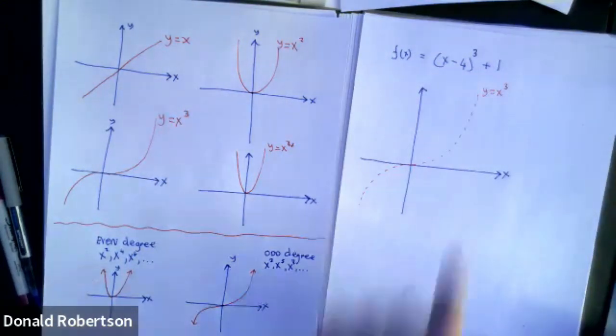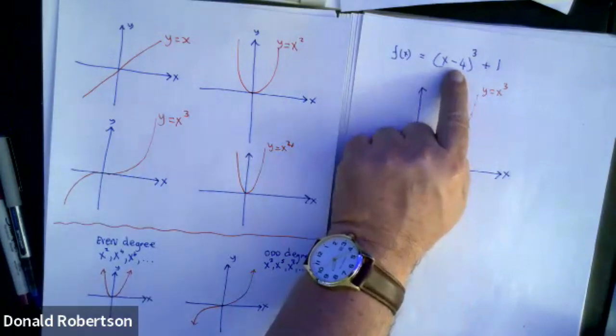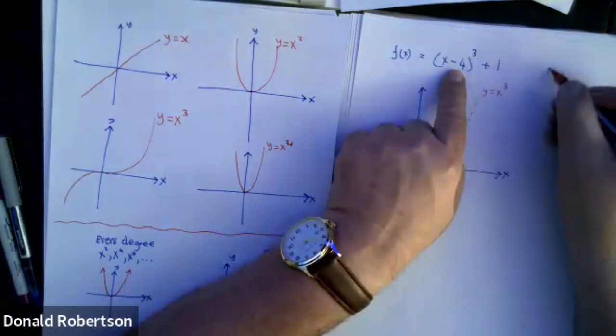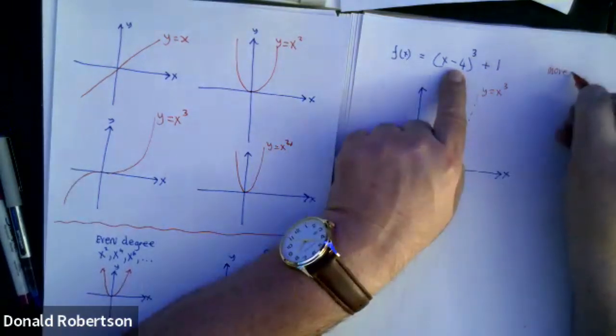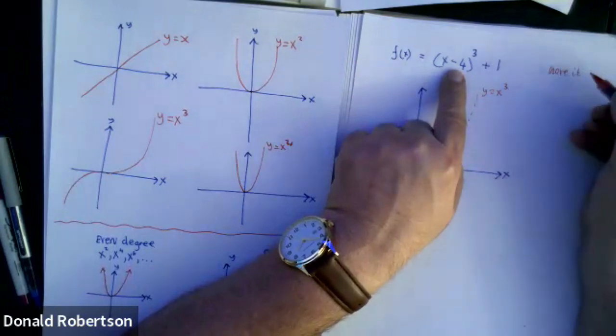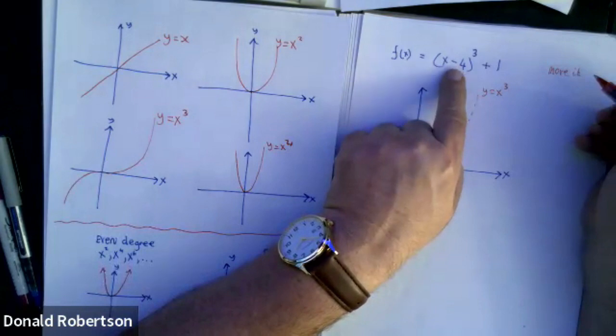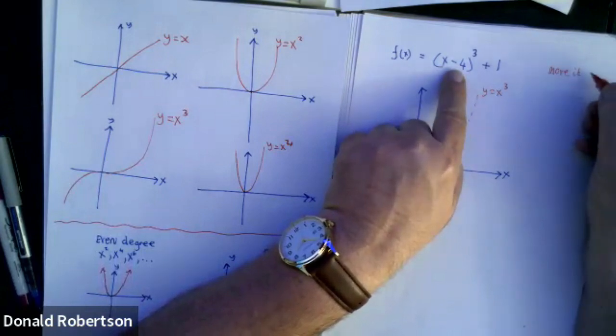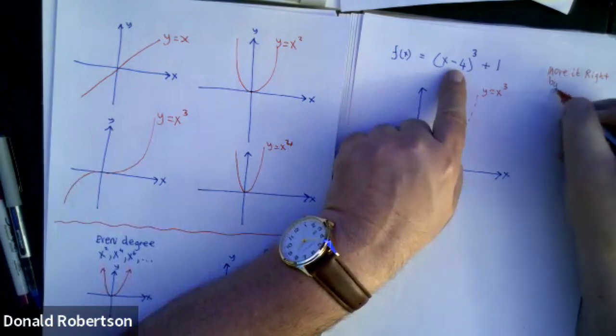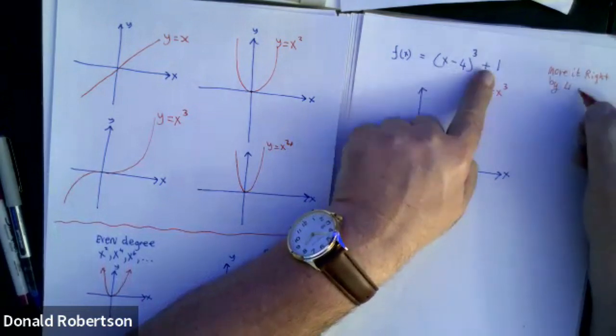And hopefully we can recognize that you start with an x cubed, and then you move it to the, well, what? Left or right by 4? What do you think? Left or right by 4? You move it to the right, correct? And then you move it up 1.